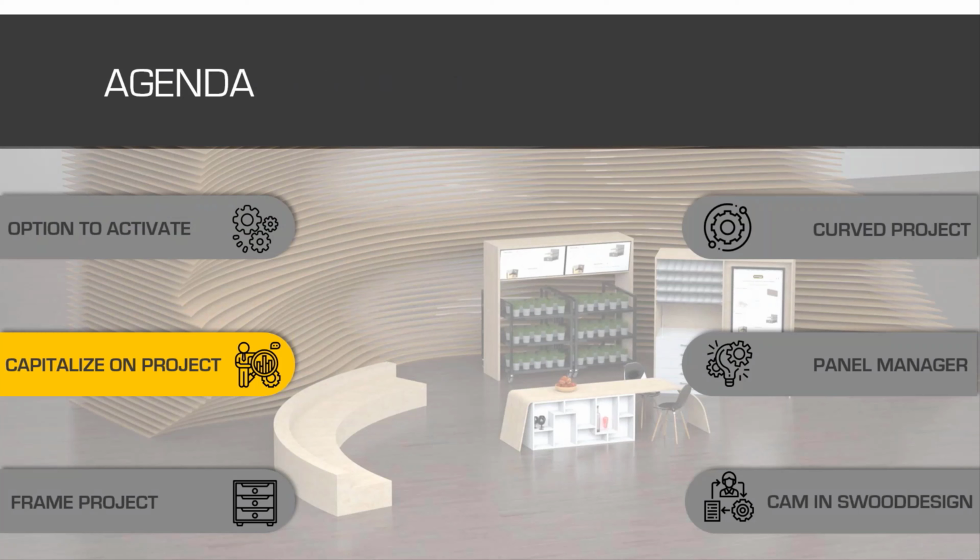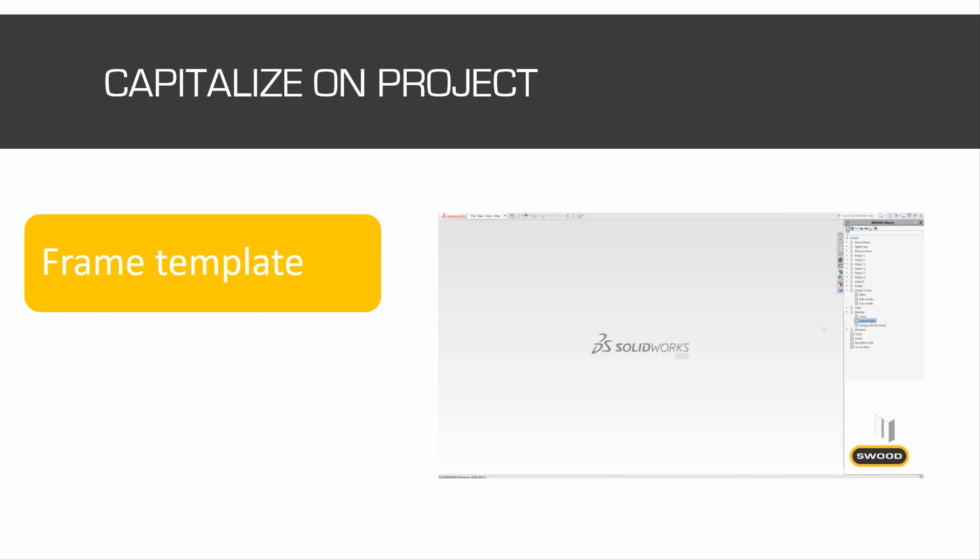So then we have seen everything about how to customize and what the options are to select for SWOOD and SolidWorks. Now we will see how to capitalize on projects. We think that we have two major strategies for how to capitalize on projects. The first one is to use the frame template.